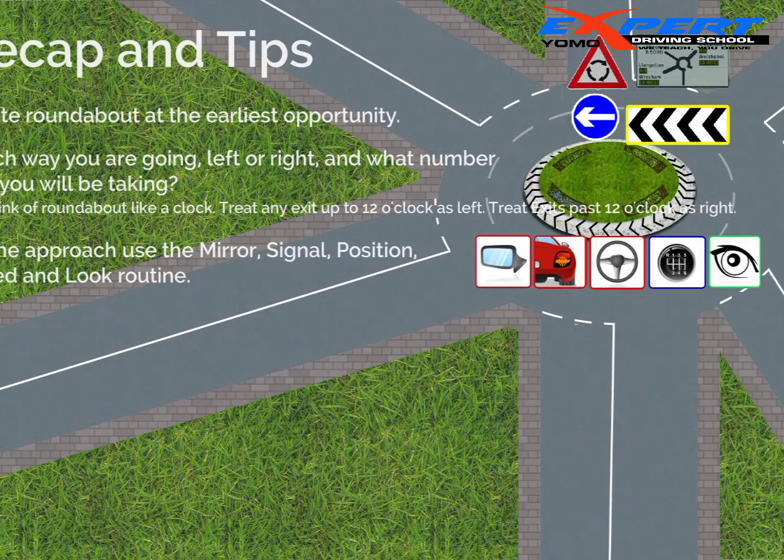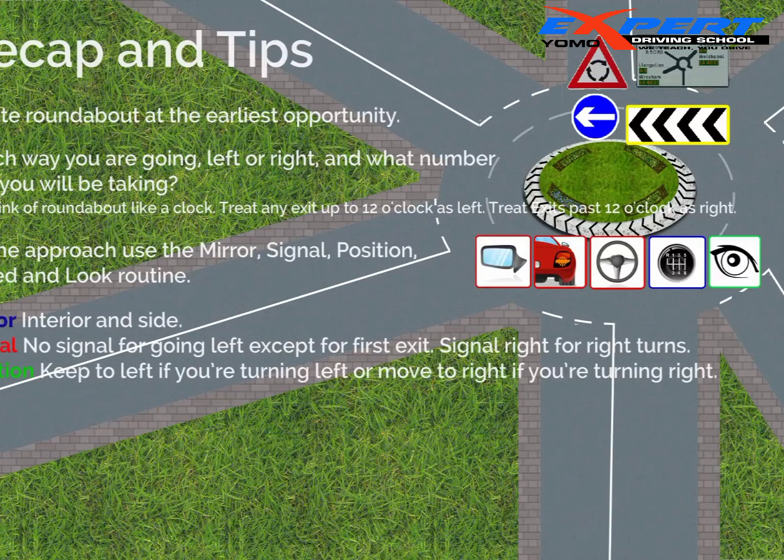3. On the approach, use the mirror, signal, position, speed and look routine. Mirror. Interior and side. Signal. No signal for going left, except for first exit. Signal right for right turns. Position. Keep to the left if you're turning left, or move to the right if you're turning right.